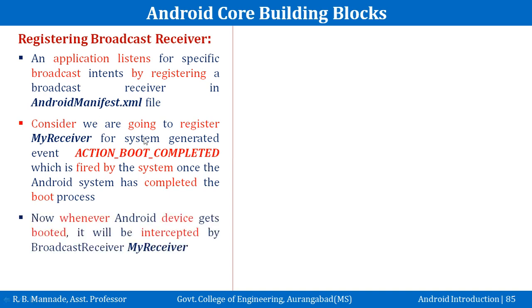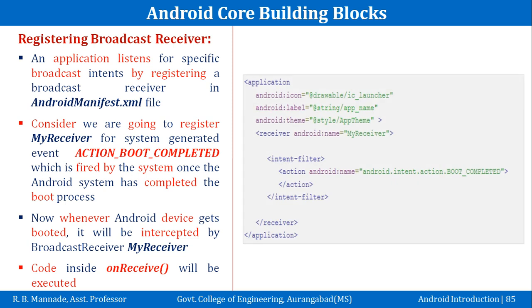Suppose we are registered with this one. Now whenever the Android device gets booted, it will be intercepted by the myReceiver broadcast receiver, and the code inside the onReceive method of this myReceiver broadcast receiver class will be executed. So these are the steps for registering, and this code snippet shows you how to register your broadcast receiver with that particular action, event or intent.